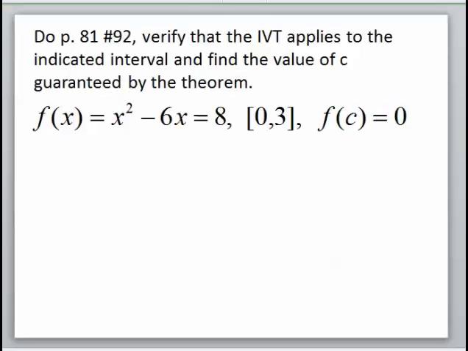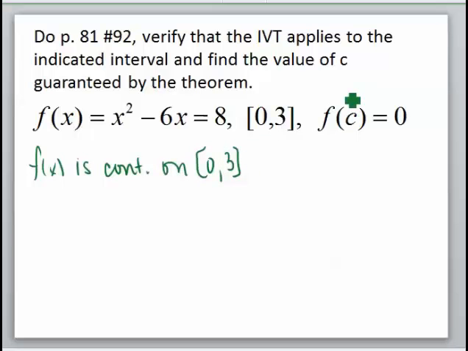So our last problem we're going to look at is we're going to verify that the intermediate value theorem applies to the indicated interval. And we're going to find the value of c guaranteed by the theorem. So the way we're going to do that is we're going to first state that we have a continuous function because we have to have continuous in order for IVT to apply. So f of x is continuous on 0, 3.